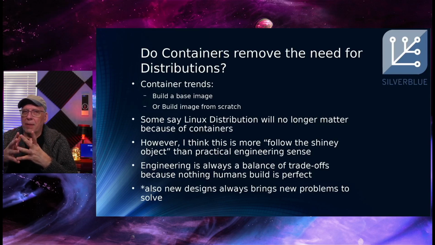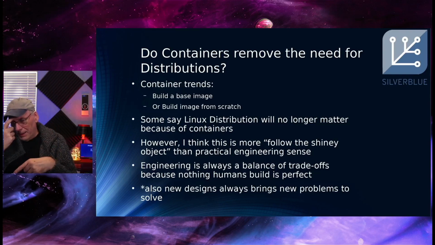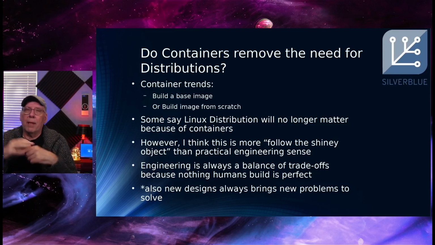So the container trends, there's really two different trends that are going on. First one is I build up my containers and I use a base image that's supplied by a third party or by the originator of the software. For example, Nextcloud has a container image of their system, so does OwnCloud. There are a number of systems like that where you can just get the container version, install it, and you're done. You're up and running.